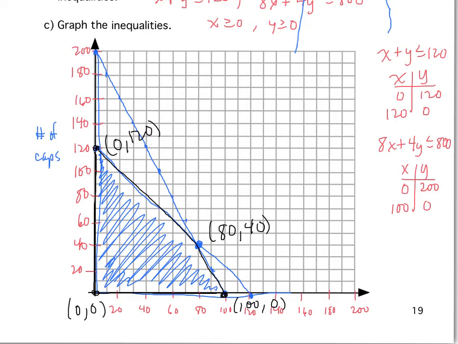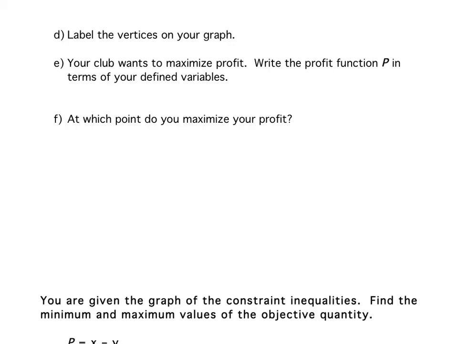All right, I'm going to go ahead and flip to the following page. All right, so we did label our vertices on our graph. Okay, so that's done. Those were 0, 0. We had 100, 0. We had 80, 40, and then we had 0, 120. So let's keep that in mind.